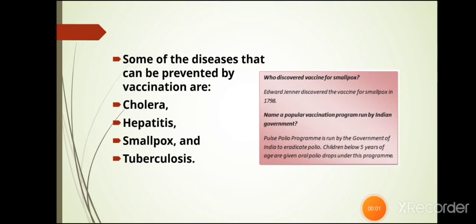The name of the scientist is Edward Jenner. This scientist discovered the vaccine for smallpox in 1798. A worldwide campaign against smallpox has finally led to its eradication from most parts of the world.